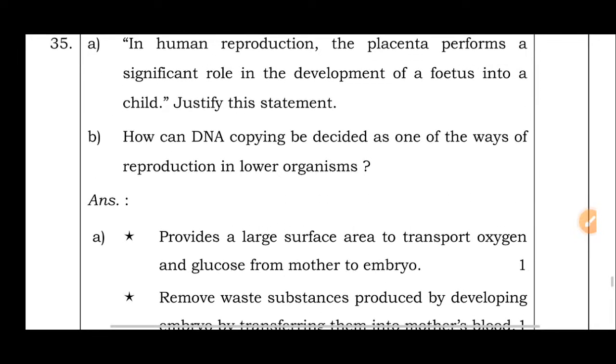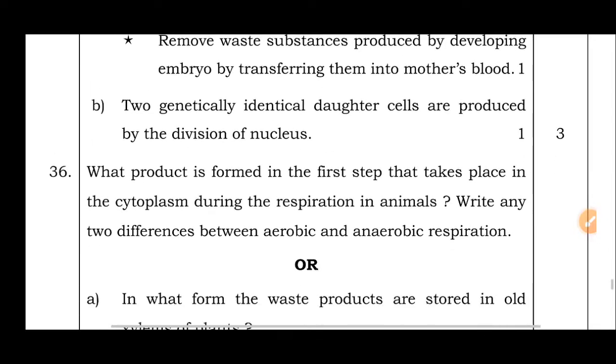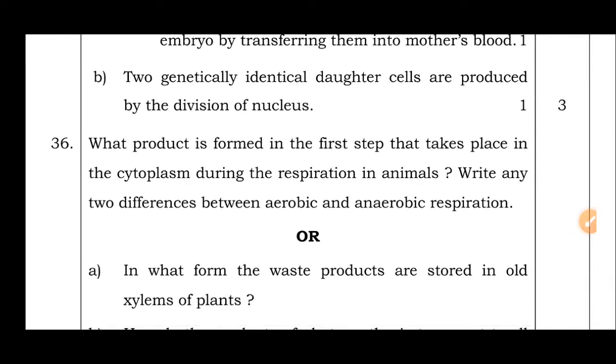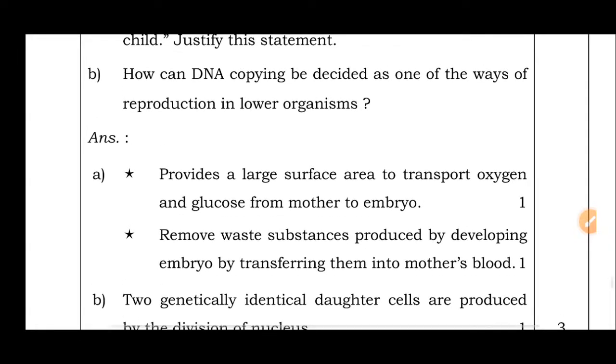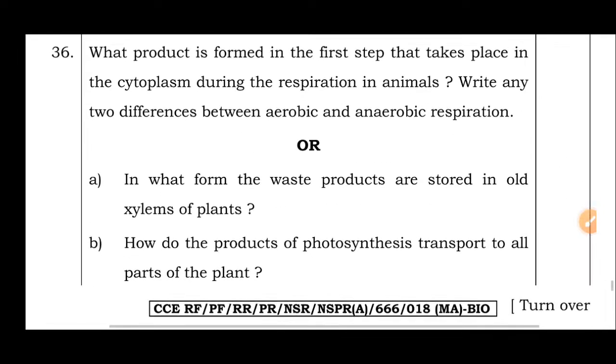Okay. Then B question. How can DNA copying be described as one of the ways of reproduction in lower organisms? Two genetically identical daughter cells are produced by the division of the nucleus. That's why DNA copying is a way of reproduction in lower organisms.